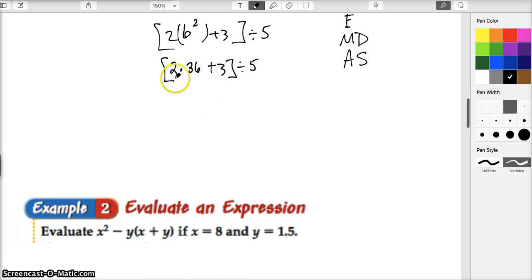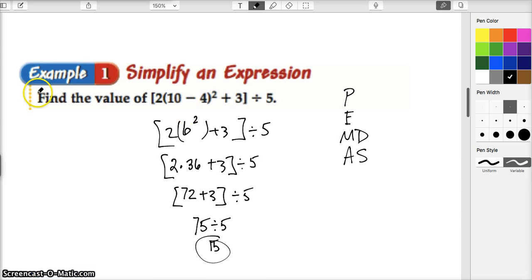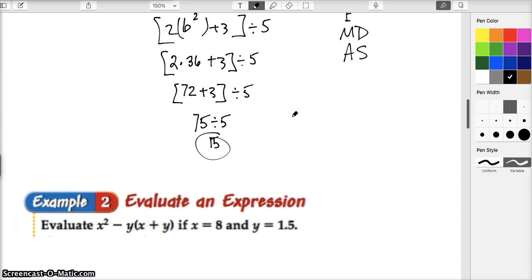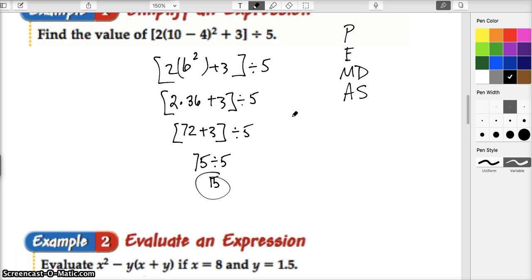I'm going to multiply first because multiplication supersedes addition, and I get 72 plus 3, that's still in brackets, divided by 5. Even though division supersedes addition, I've got to do what's in the bracket first. So I first get 75, divide that by 5, and now I'm on my way to the answer. 75 divided by 5 is 15. And so what we've done is we've found the value of this expression. We've basically just worked the problem out.